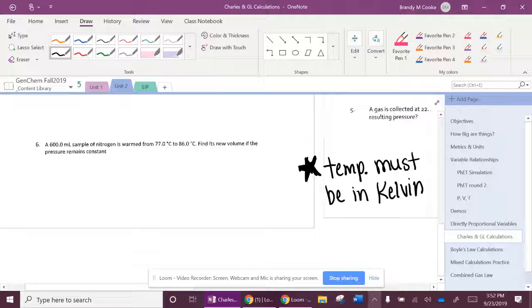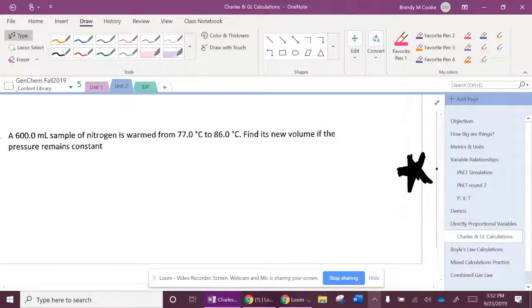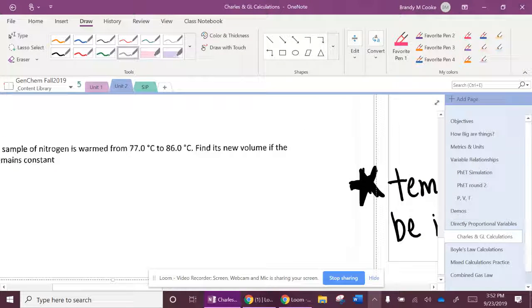All the other units don't matter as long as they match, like before and after, but temperature for sure has to be in Kelvin or the problem won't work. So that's what I'm going to look for when I first read a question. A 600 milliliter sample of nitrogen is warmed from 77 degrees Celsius. I'm going to cross that out, and instead I'm going to put 350. And remember, to go from Celsius to Kelvin, we add 273. So I just did 77 plus 273. And then 86 degrees Celsius is going to be 359 Kelvin there.